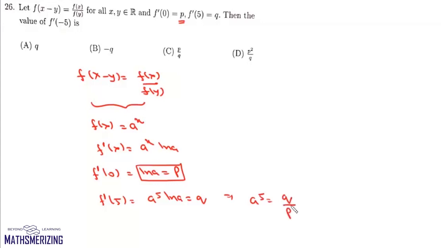Now we need to find the value of f'(-5). Now f'(-5) will be a to the power minus 5 into log a. Now 1 upon a to the power 5 will be p by q, and log a is simply p. So this value will be p square by q, and that's your option D.